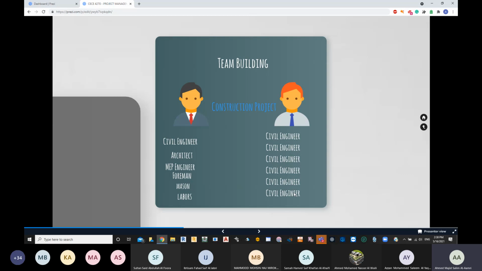Whose project do you think is going to be successful? The first one or the second one? Of course, it goes to the first one. Although both of them are civil engineers, for example, the first one has brought the people according to the requirements of the project. If the project requires different kinds of engineers, then I should bring them.